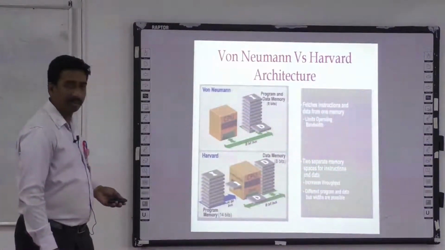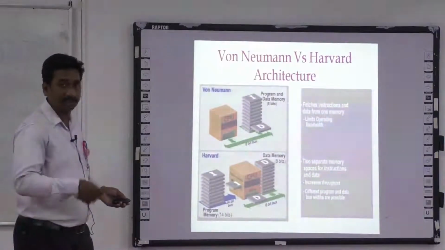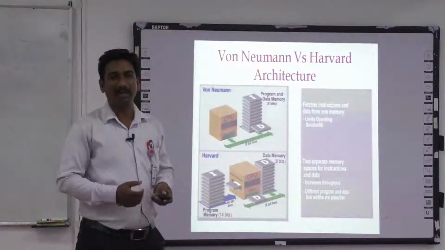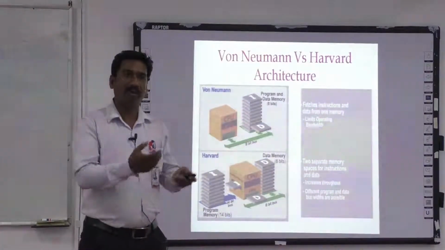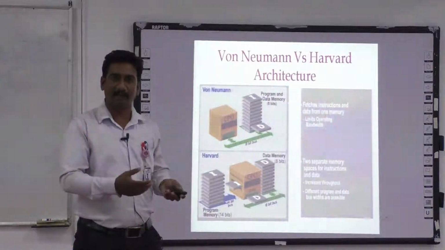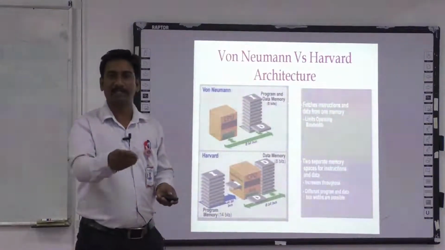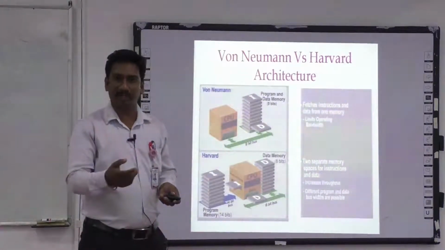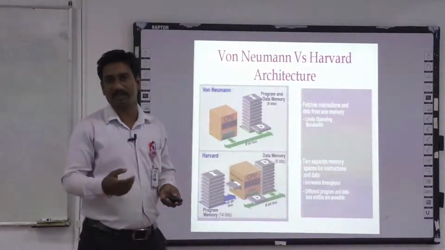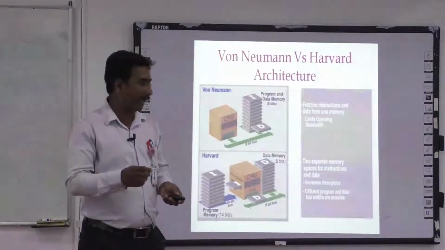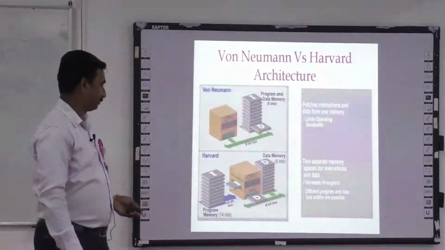Because of this we can increase the speed and do things much faster, like your mobile. For example, if we are listening to music and surfing the internet, and a call comes, priority is given to the call. While we are surfing the internet, we can also listen to songs. That is called multitasking, and this happens due to the Harvard architecture.